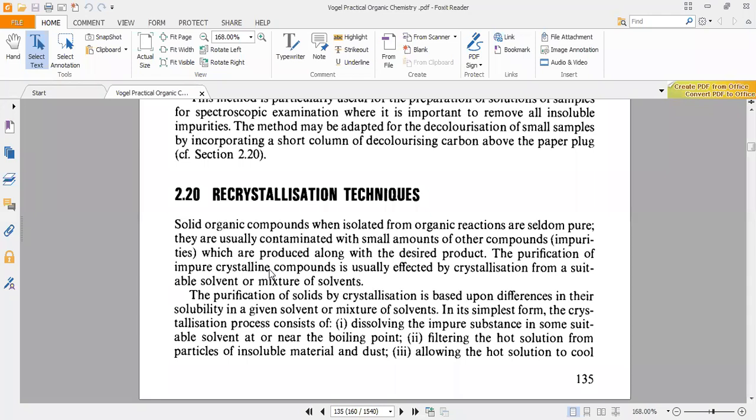Second, let's say a very minute amount of solute dissolves in a solvent. This is also not a good solvent. A good solvent is one in which a moderate amount of solute dissolves, not very high, not very low, moderate. A moderate amount of solute dissolves at high temperature, and once we decrease the temperature, its solubility decreases and it starts crystallization. This type of solvent is the best solvent.